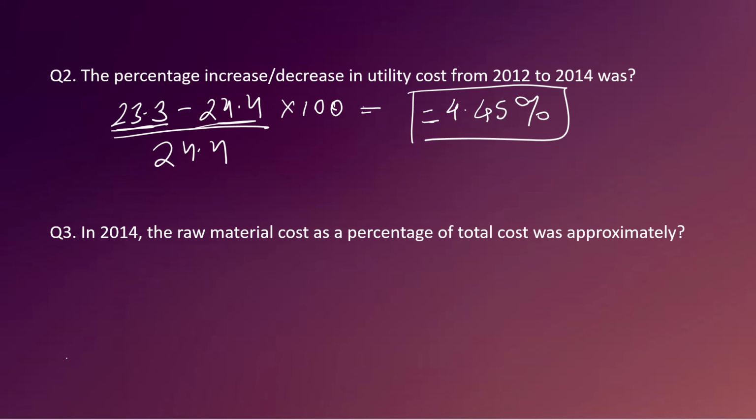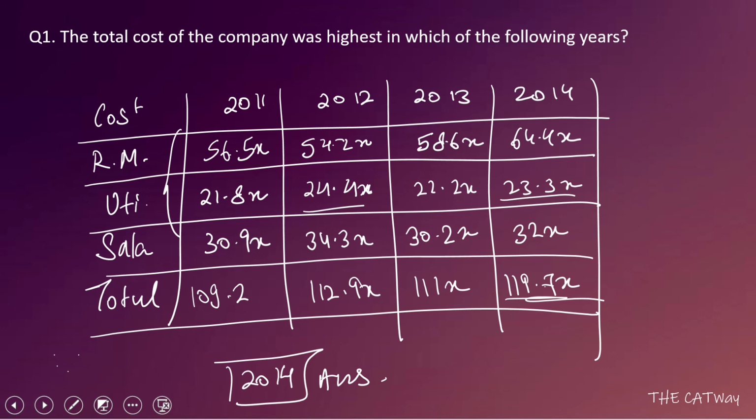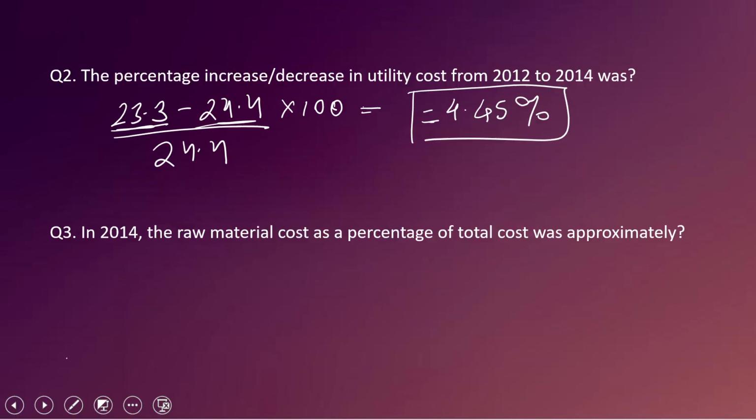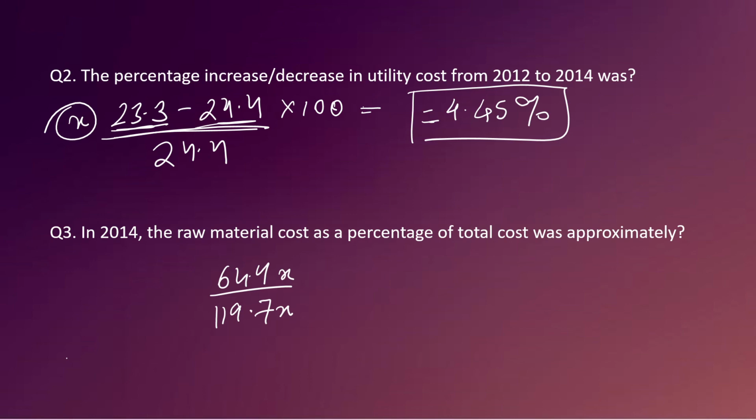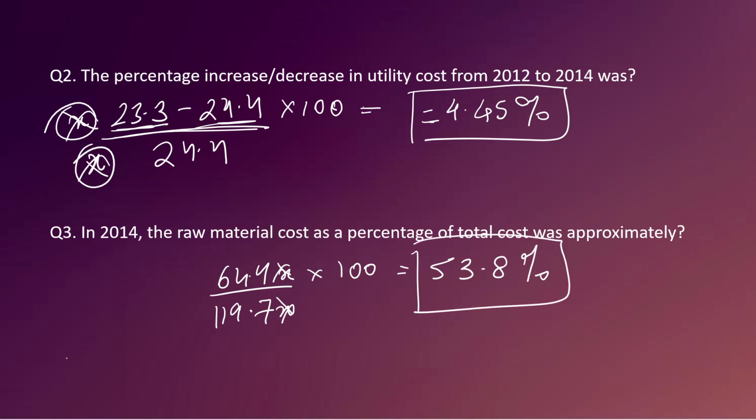Now let's come to question 3. In 2014 the raw material cost as a percentage of total cost, again a very simple question. Raw material cost is 64.4, so write it in numerator. Then total cost is 119.7, and there is an x in the numerator and one in the denominator. They will cancel themselves, and you have to multiply it by 100. What you will get is 53.8%.